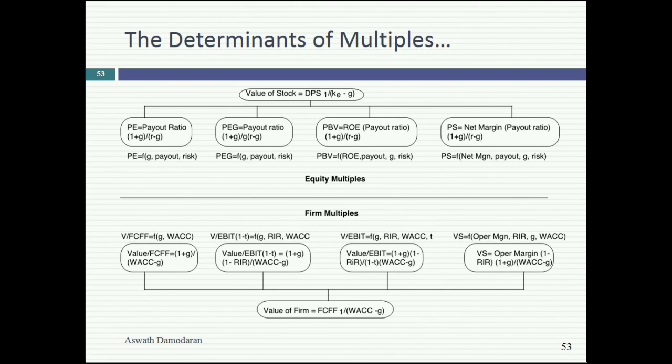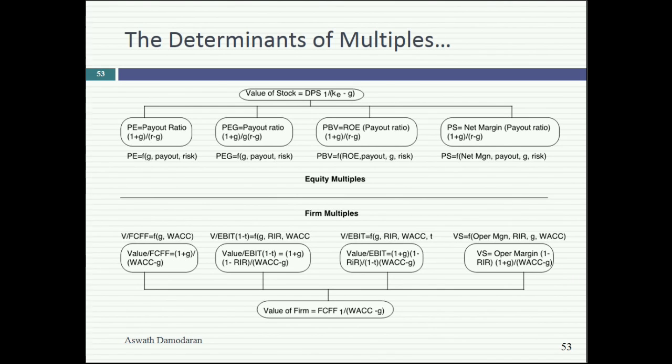Price to book equity. Divide net income by the denominator. Net income divided by book equity is return on equity. Price to book, the companion variable is return on equity. Price to sales, divide net income by sales, you get net margin. It's not going to work with price earnings: net income divided by net income is one. Net income in the future divided by net income today is the expected growth rate. So with an equity multiple, divide net income by the denominator of your multiple, and you've got your companion variable.